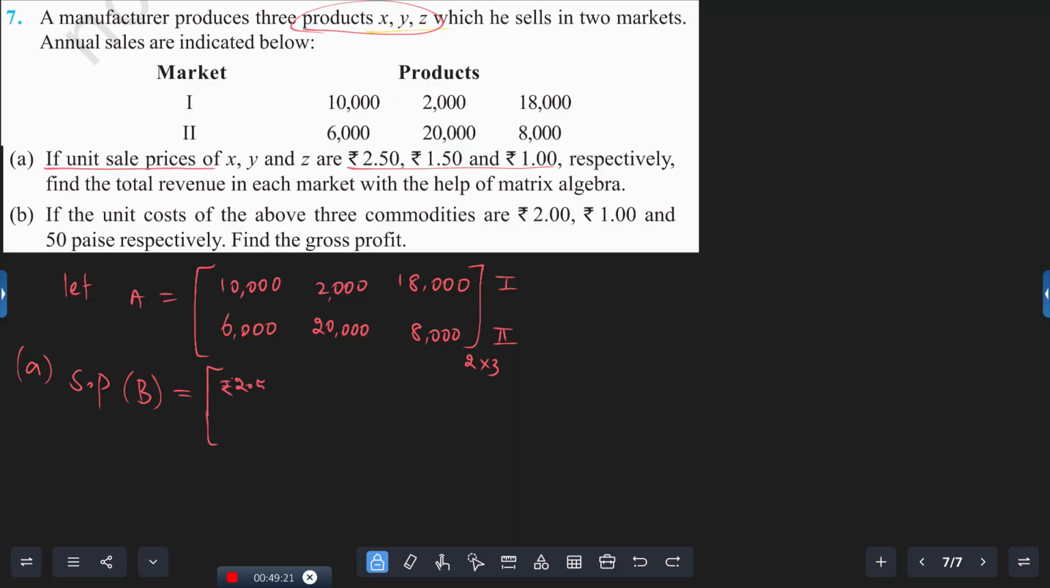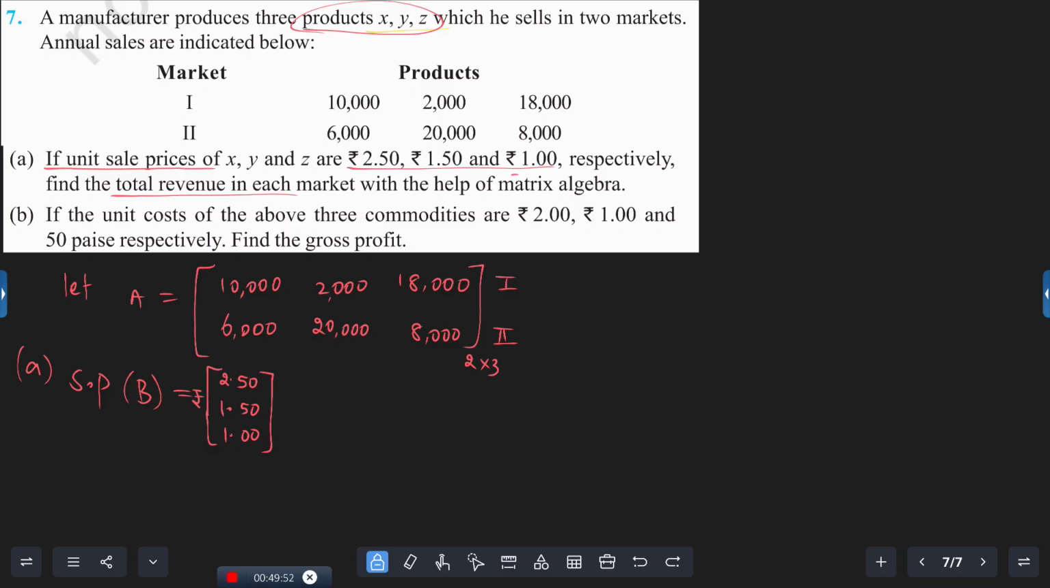Rupees 2.50, rupees 1.50 and rupees 1.00. When you mention the matrix, you will leave the rupees symbol. So this is the selling price amount which is given. They are telling us to find the total revenue in each market with the help of matrix algebra.